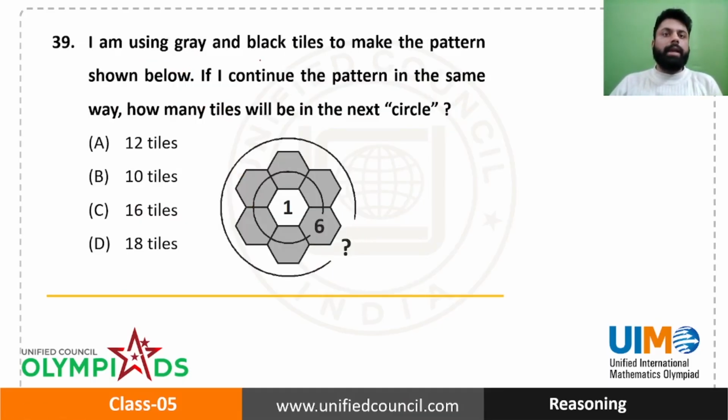I am using gray and black tiles to make a pattern shown below. If I continue the pattern the same way, how many tiles will be in the next circle? So over here in the first circle, 1, 2, 3, 4, 5, 6. In this circle, 1, 2, 3, 4, 5, 6, 7, 8, 9, 10, 11, 12. There will be 12 tiles. A option is the correct answer.